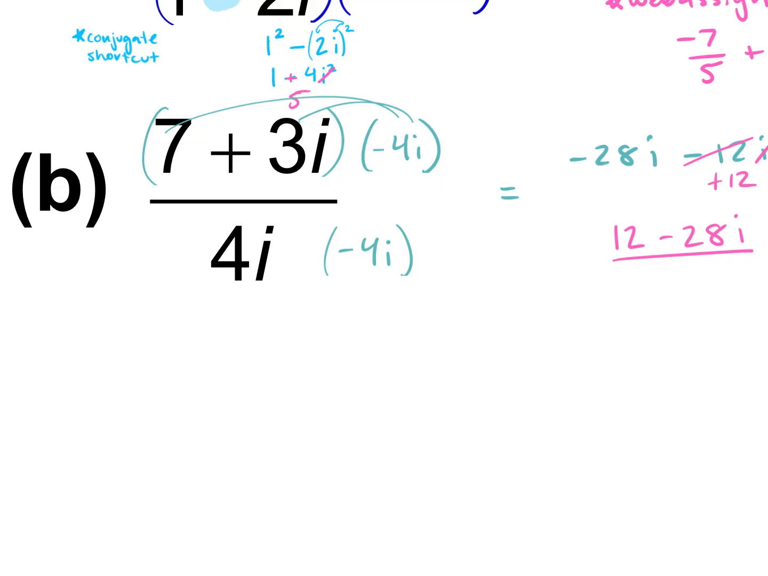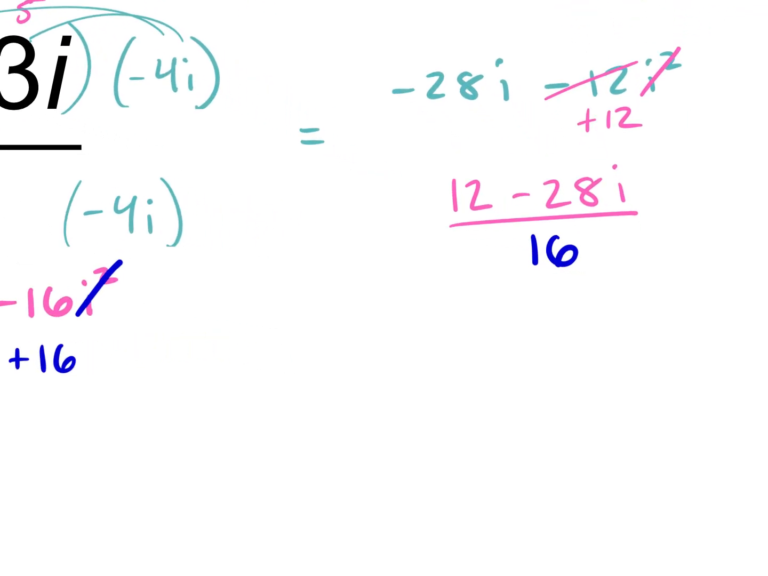Now let's try the bottom. What's 4i times negative 4i? Negative 16i squared. And what does the i squared change to? Negative 1, which makes it positive 16. So we have 16 in the bottom.